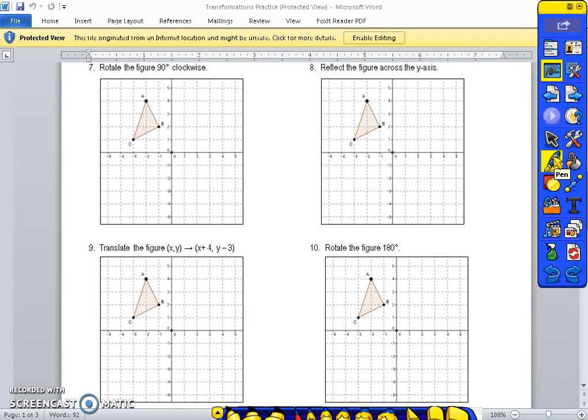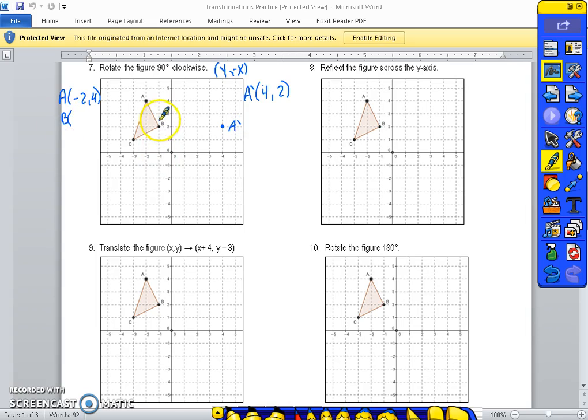All right. 7 tells us to rotate the figure 90 degrees clockwise. When we rotate 90 degrees clockwise, our y becomes our x, and our x becomes our y, and we change the sign of that second number. We flip our numbers and change the sign. So if A is at negative 2, 4, then A prime, we're going to flip those two numbers and change the sign of the second number. So negative 2 becomes positive 2. To the right, 4, up 2.